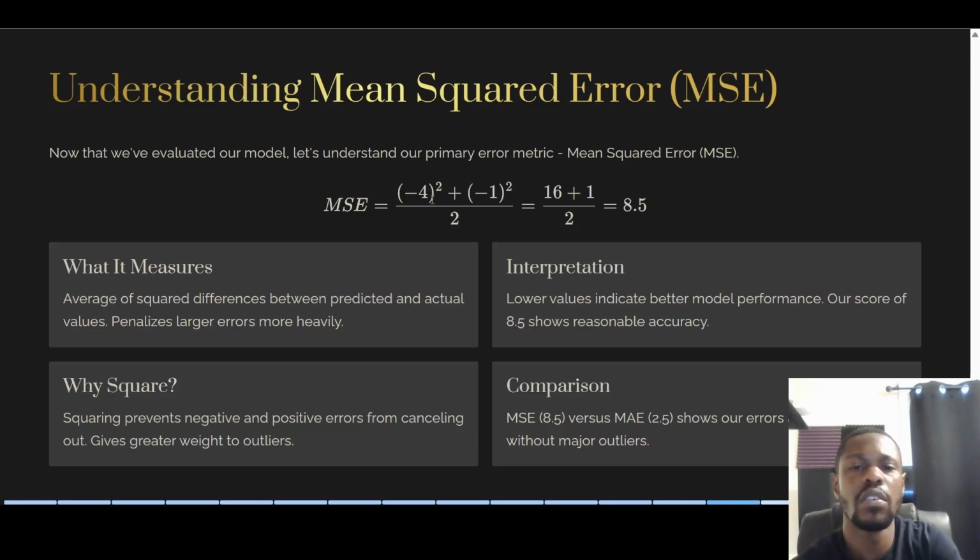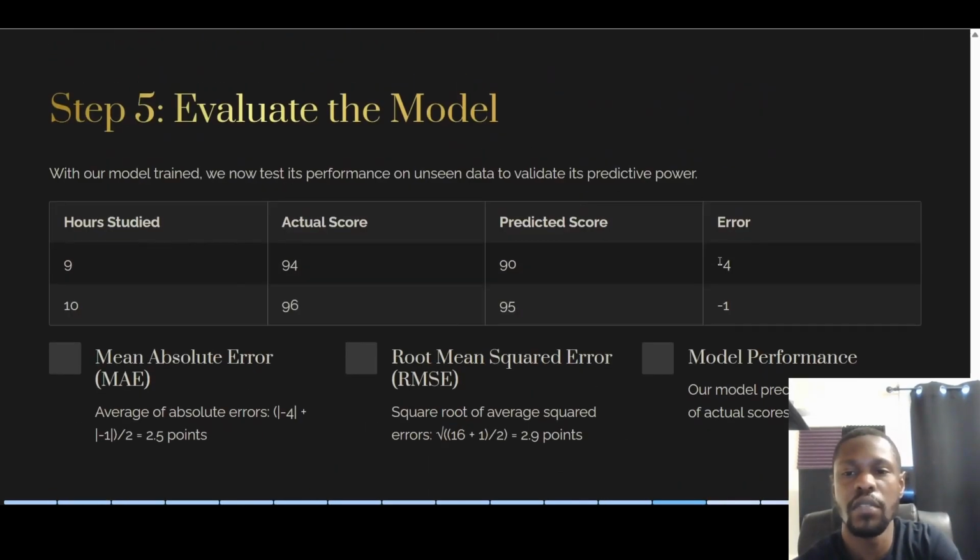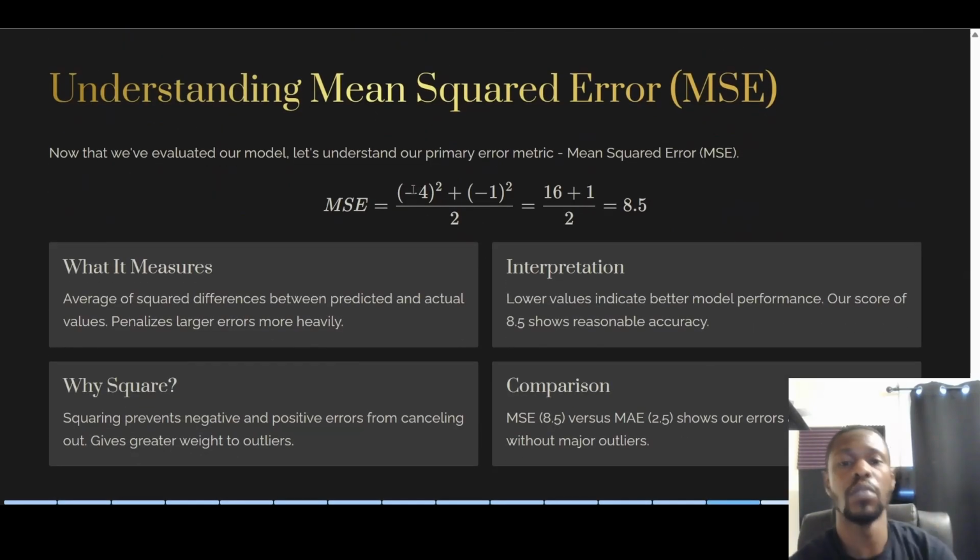So what's actually going on here? We have our error here of 4 and our error here of 1. If you go back to the previous slide, we have the difference between the predicted and the actual score. And so we put this into the formula, which is the mean squared error. We have 4 squared plus 1 squared, divided by 2. This is the formula for mean squared error, which we use.